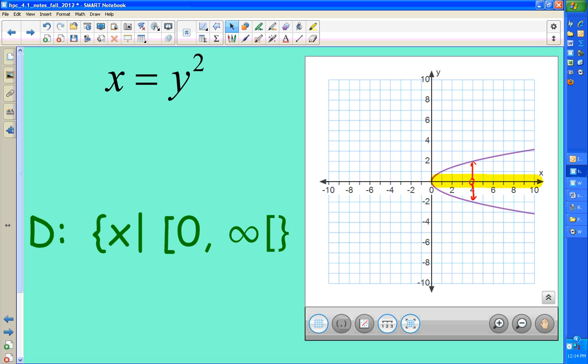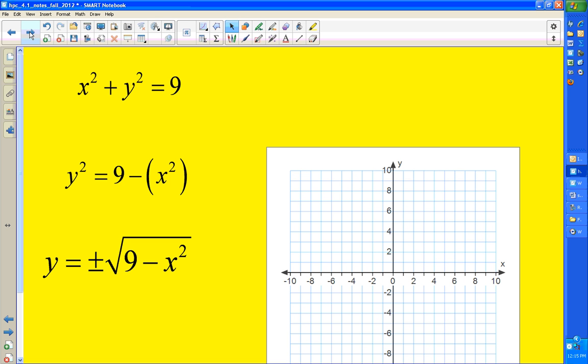Now what about your range? It's going to keep getting wider in both directions. So your range is going to be all reals, from negative infinity to positive infinity. So this graph right here, x equals y squared, that's a new one for us, but the problem is it's not a function. So we would end up having to restrict that range in order to make it a function. Also a new situation for us.